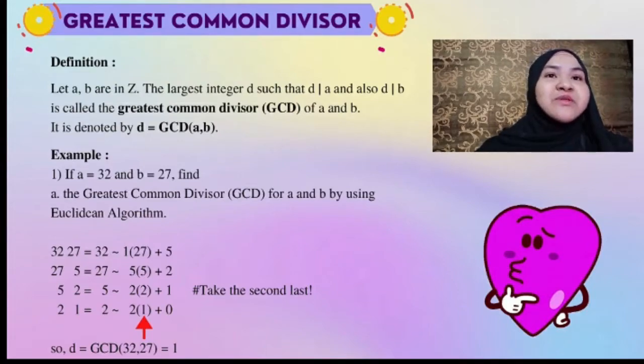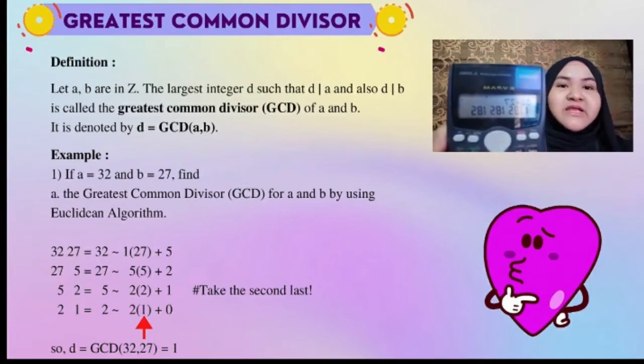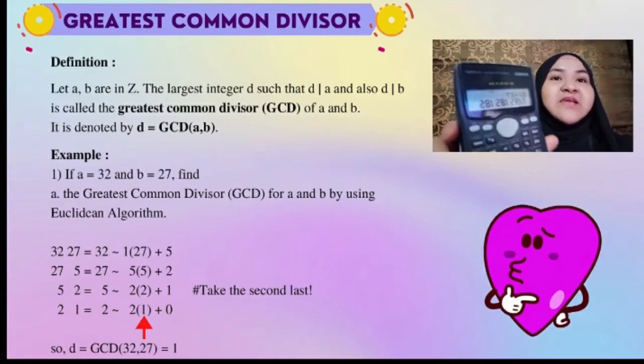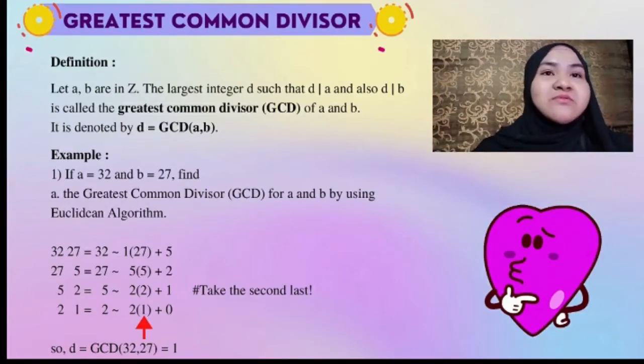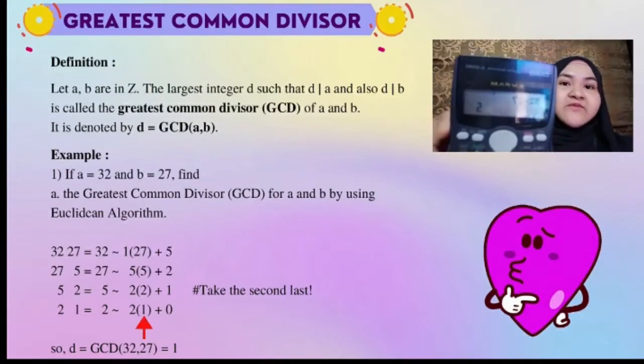From this, we calculate 32 divided by 27. We get 1.185 and so on, but remember, just take the value of 1. Then we write 1 times 27, we get 27, right? But 32 must be minus 27. We get the remainder 5.